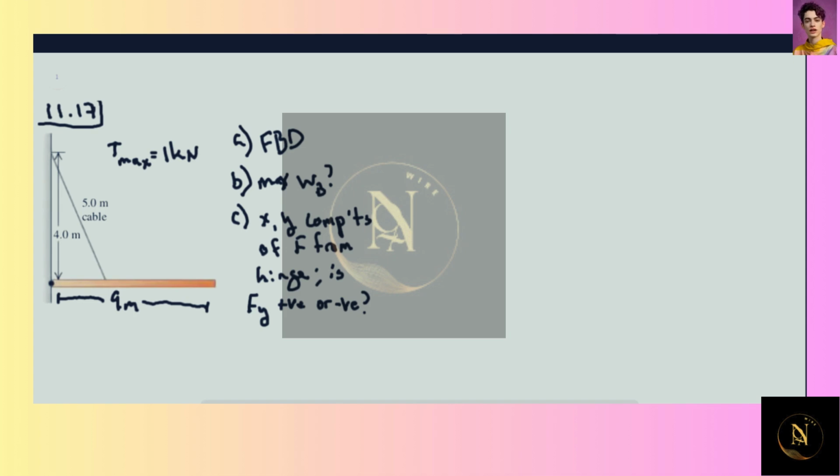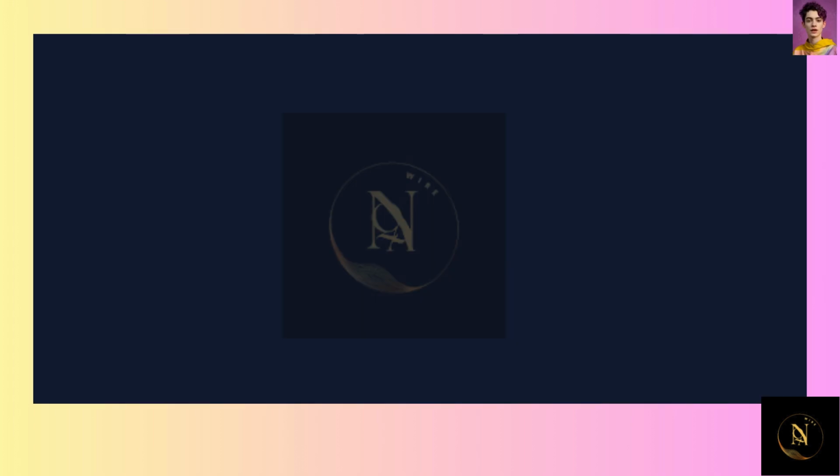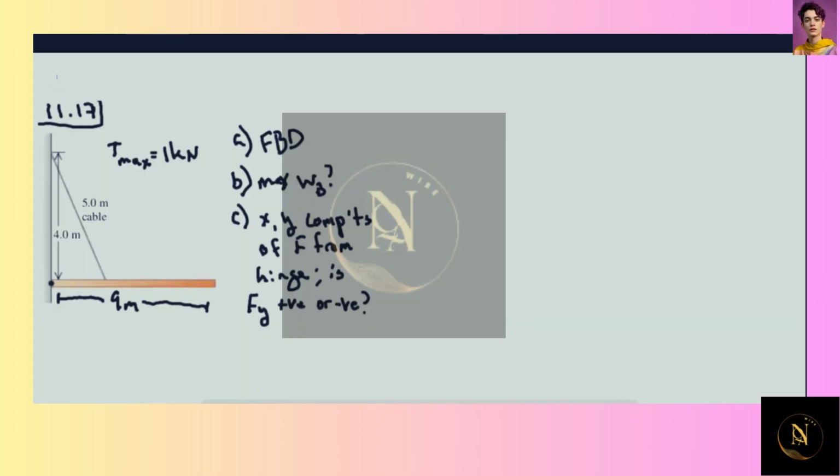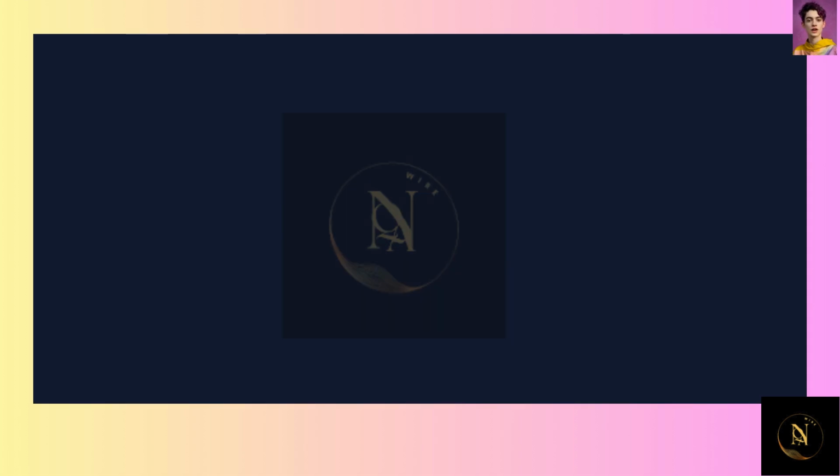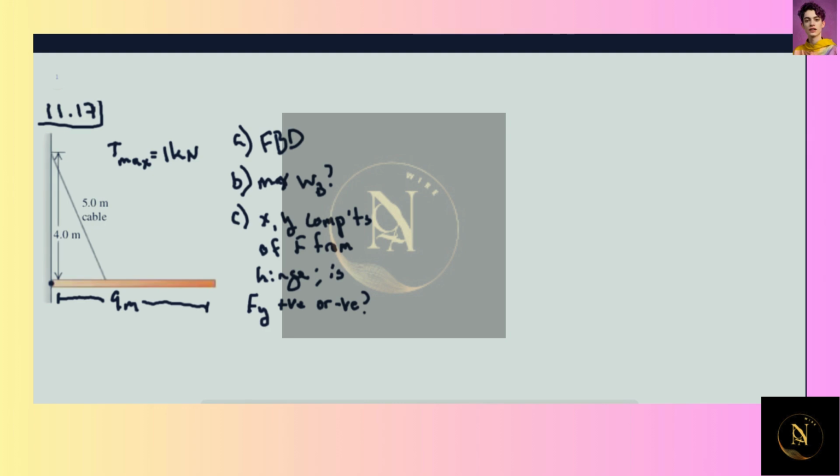And so what we'd like to do is draw a free body diagram of the forces acting on the beam. We want to find what the maximum weight of the beam can be before the cable will break. And then we want to find the x and y components of the force that the hinge is exerting on the beam. And then we want to know whether the vertical component of that is positive or negative, or another way of putting it is, is it directed upwards or downwards, because whether it's positive or negative will depend on whether we put our y-axis going up or down.